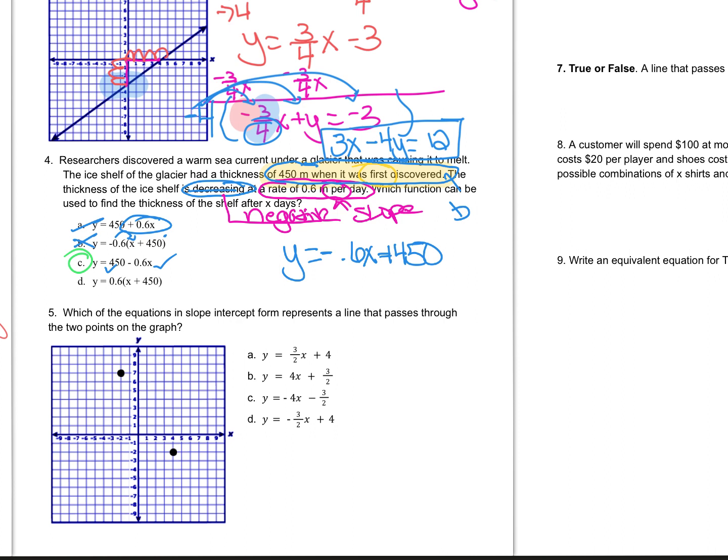And let's just check number D, or letter D. Same thing, if I were to distribute, I would have a positive slope. I'm not even going to go any further because I need a negative slope. We know that D is not correct.